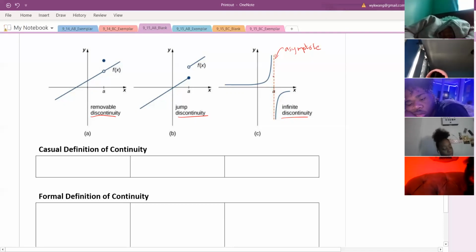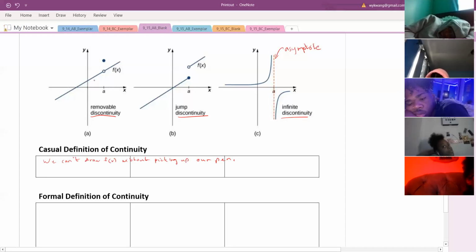Okay, cool. So before we move on to this second activity, I'm just going to fill this part in, the casual definition. Basically, we can't draw f of x without picking up our pen. This is kind of easy because it applies to the whole thing.